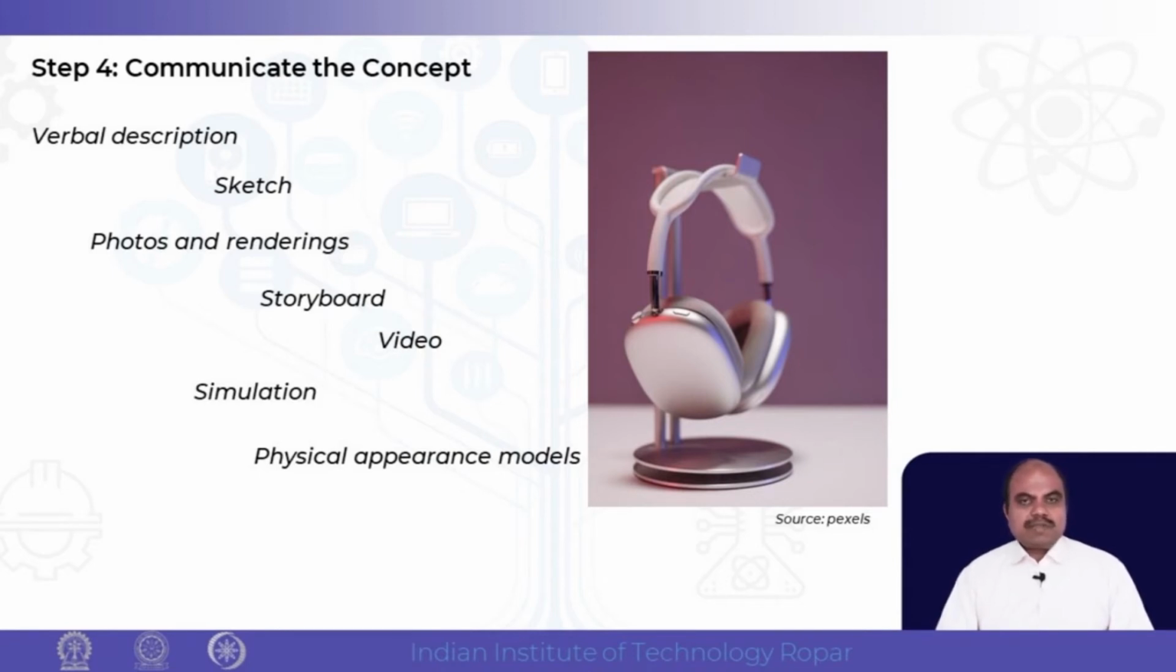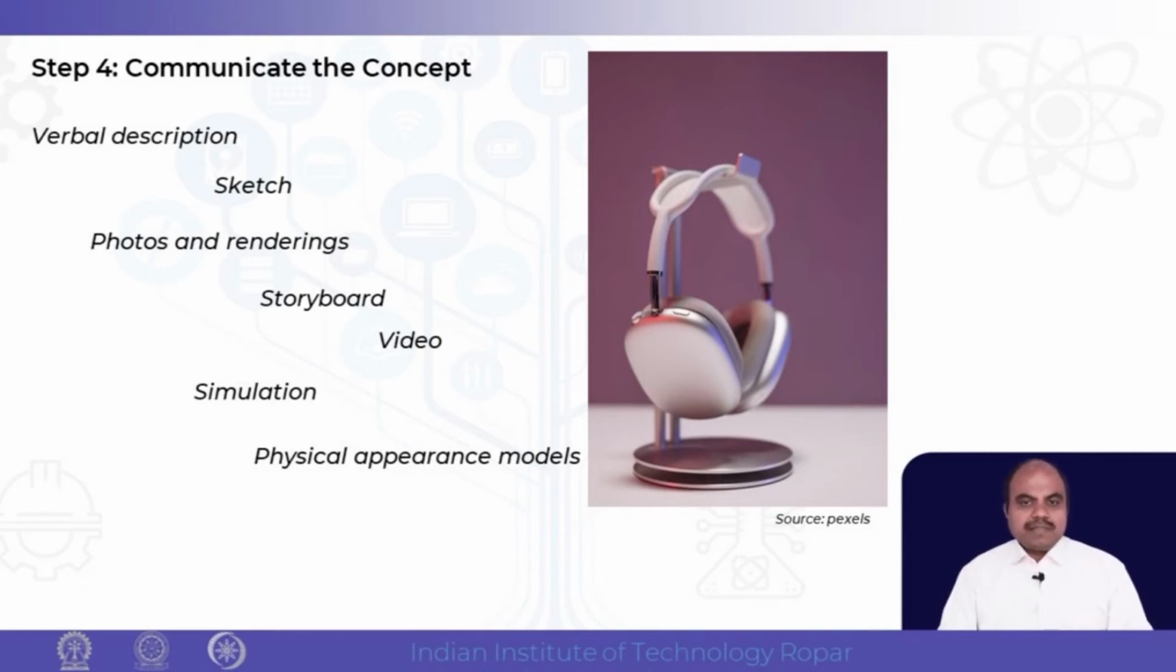So a second possibility is a sketch. Once you sketch it, you show it to the users. But sketching is often 2D, so sometimes it's not possible to understand everything. So then you go for photographs and renderings. Renderings are 3D renderings. It could be hand renderings, it could be computer generated rendering. Photos of the images, it could be of the product. Storyboard, you can write that one user is using a headphone, a photo of the user and a headphone is going to be there, and then you are going to show it to the user.